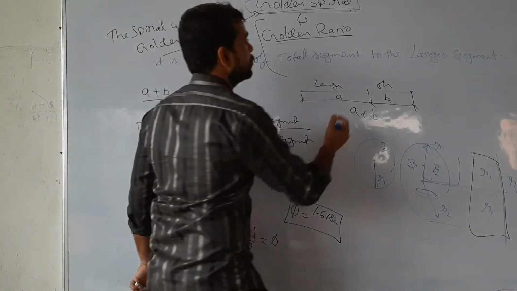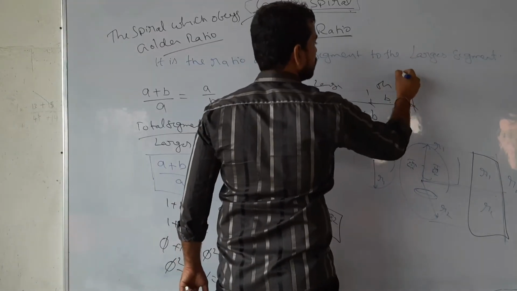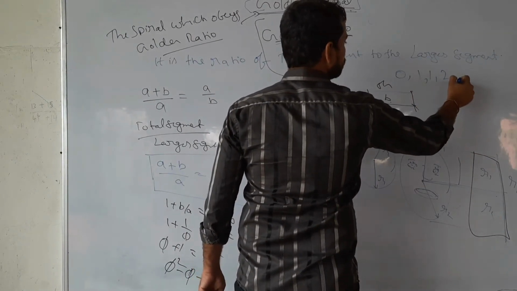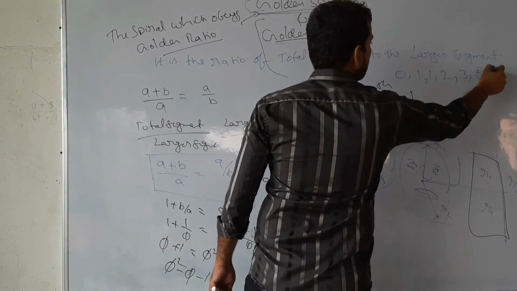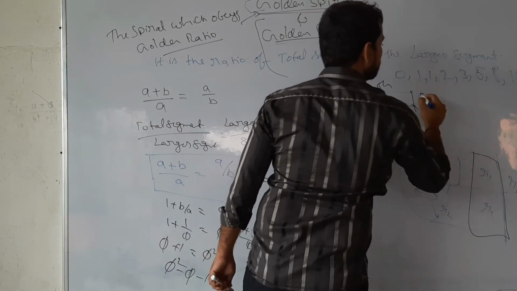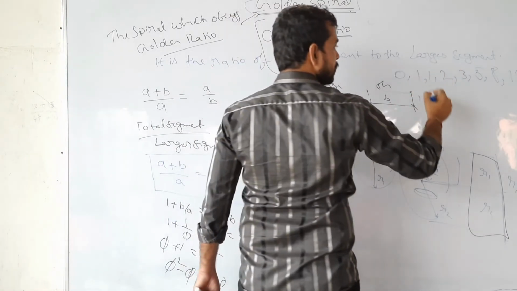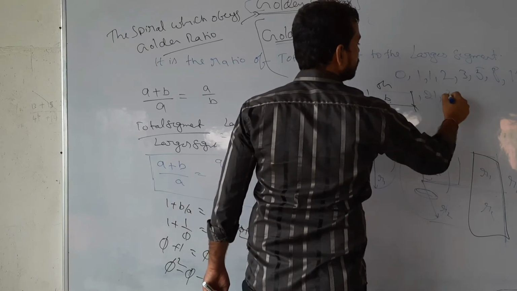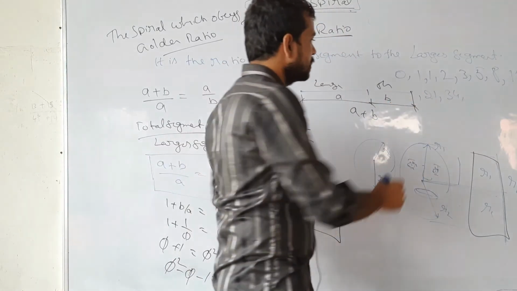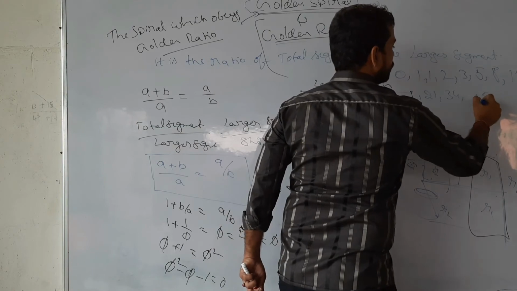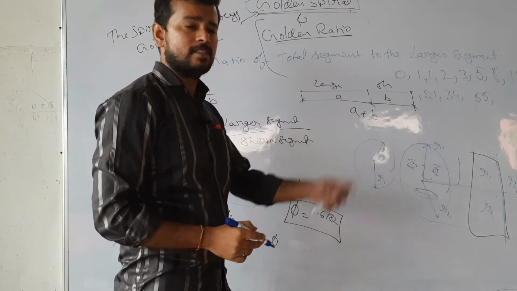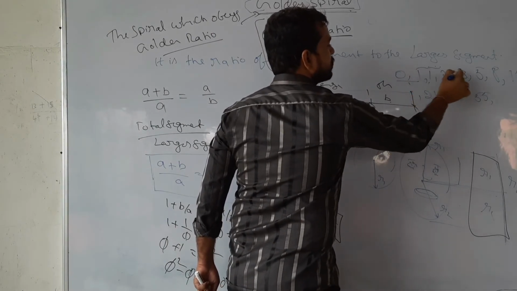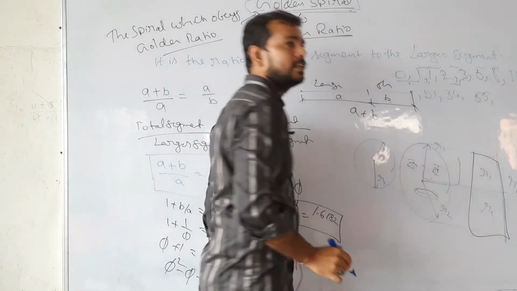How, sir? So what is the Fibonacci series? 0, 1, 1, 2, 3, 5, 8, 13, next 21, next 34, next 55, okay, like that. Fibonacci series means 0 plus 1 is equal to 1, 1 plus 1 is equal to 2, 2 plus 1 is equal to 3, 2 plus 3 is equal to 5. Like that the Fibonacci series follows.